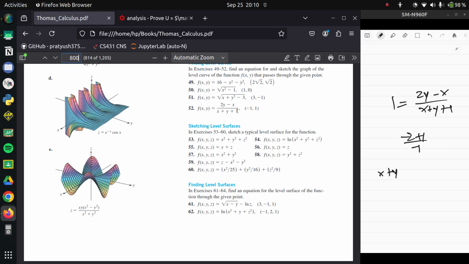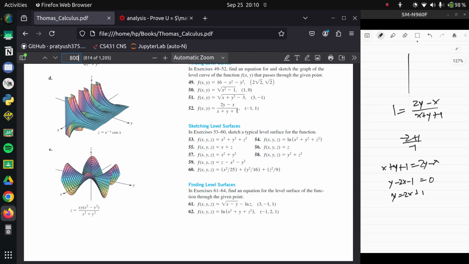So it's x plus y plus 1 equal to 2y minus x. Amazing. What do you have? You have y minus 2x minus 1 equal to 0. So y equal to 2x plus 1. This is like a basic sort of a thing. Like, seriously, just look at this. It doesn't make sense. Why would you make me do this? Move on.